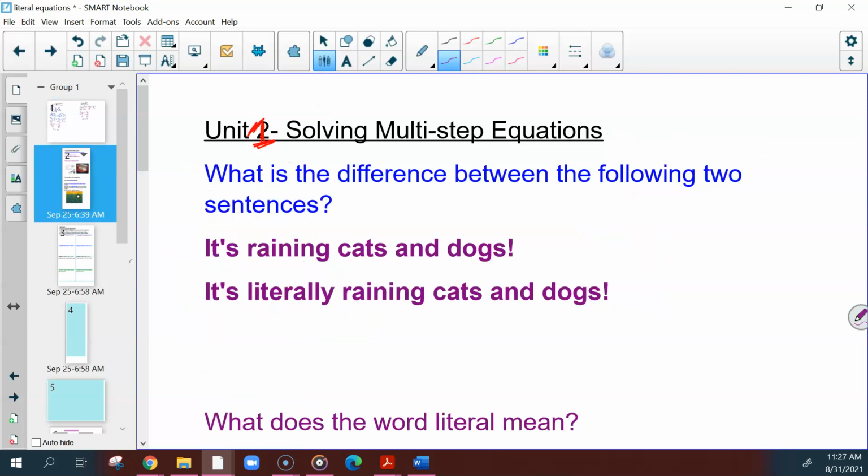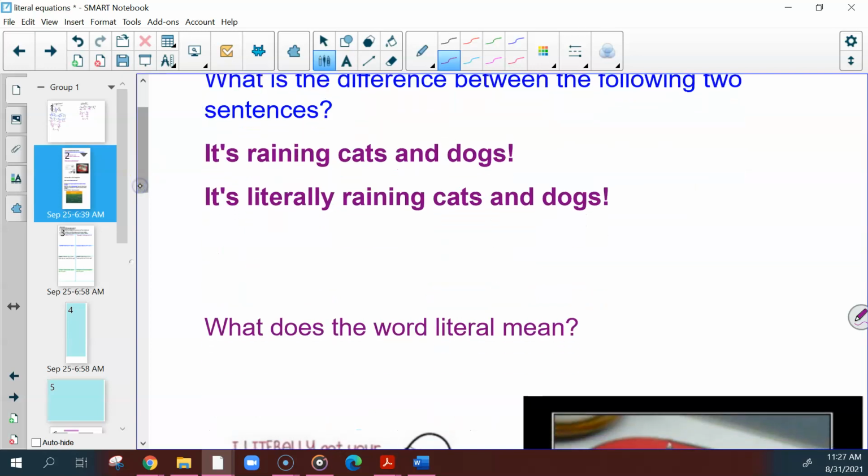Okay. So the last piece of notes we're going to talk about in this unit is solving literal equations. You should have seen this before, so it should be review, but if it's not, that's okay too. It kind of answers some of these questions on your notes too.